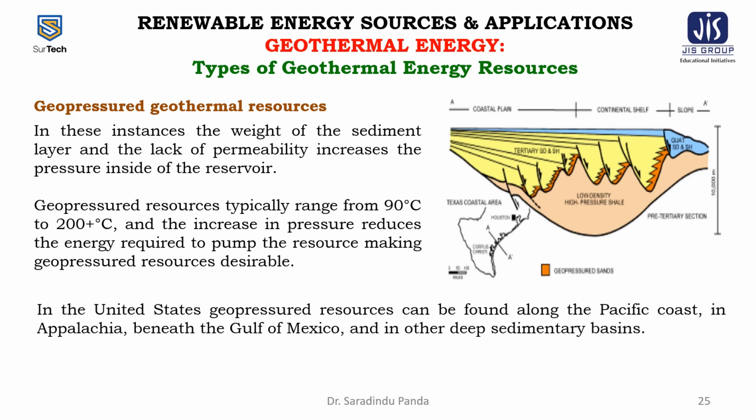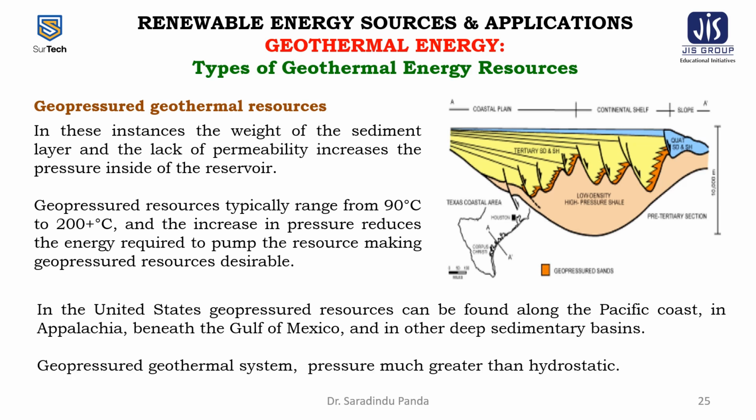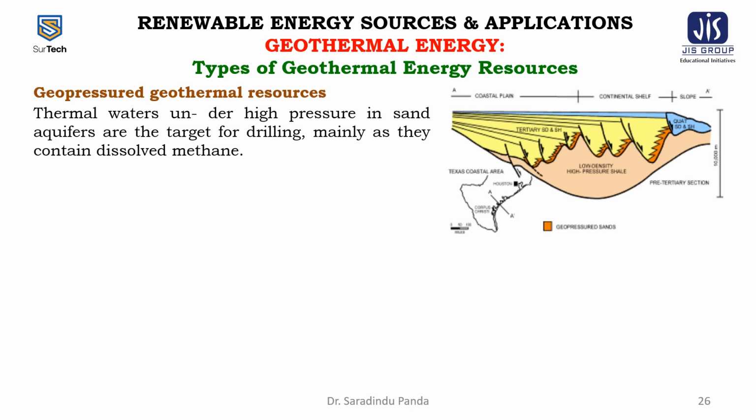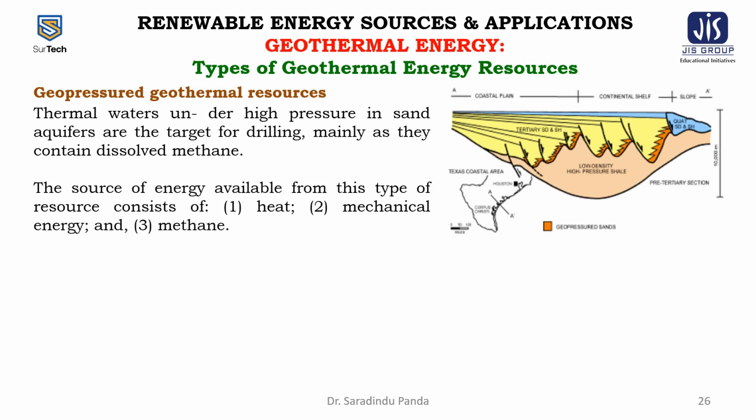In the United States, geopressure resources can be found along the Pacific coast, in the Appalachia, beneath the Gulf of Mexico, and in other deep sedimentary basins. Geopressure geothermal systems have pressure much greater than hydrostatic. Thermal waters under high pressure in sand aquifers are the target for drilling, mainly as they contain dissolved methane. The energy available from this type of resource consists of heat, mechanical energy, and methane gas.